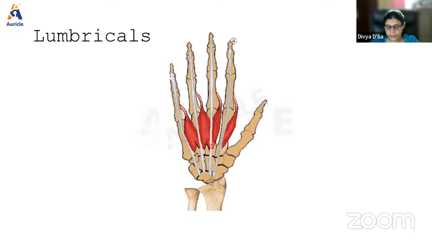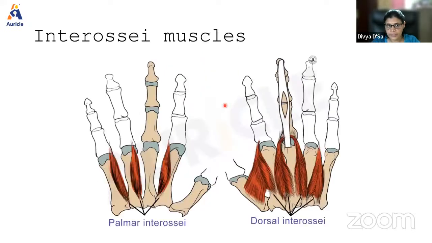Then coming to the actions. Lumbricals bring about the flexion of the metacarpophalangeal joints, and they extend the distal and proximal interphalangeal joints. Then we have the interossei muscles.